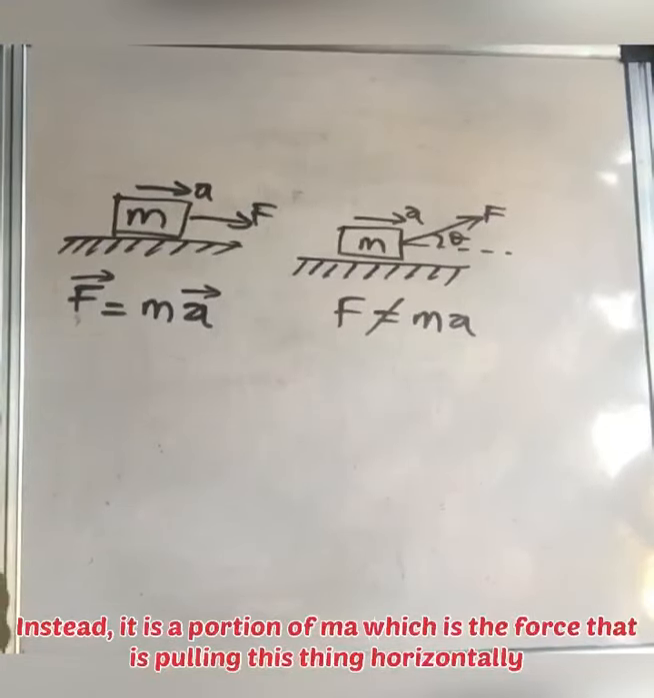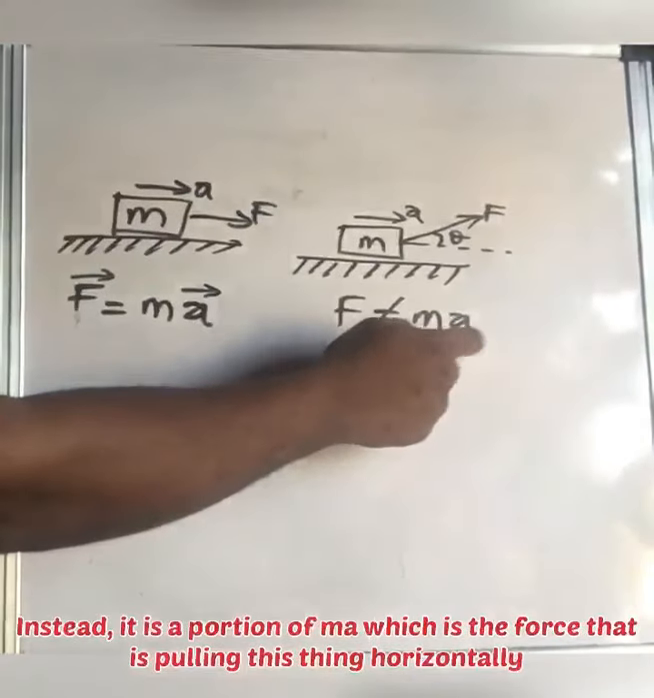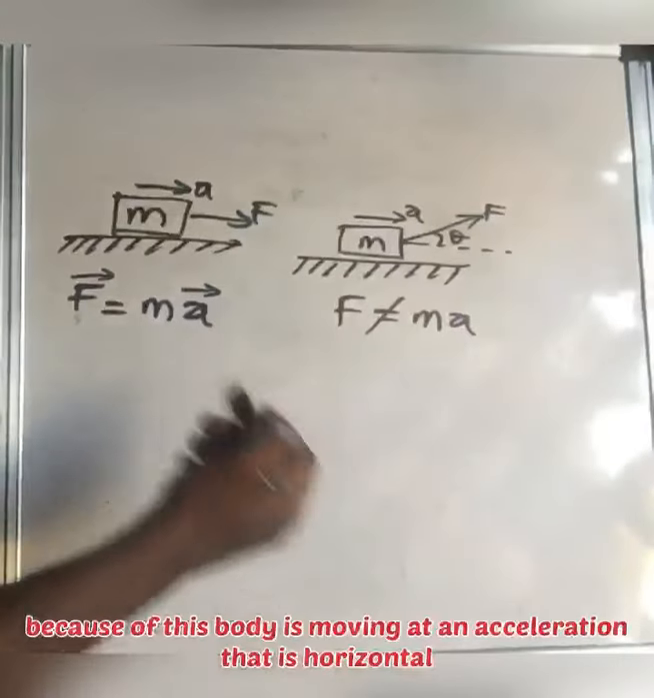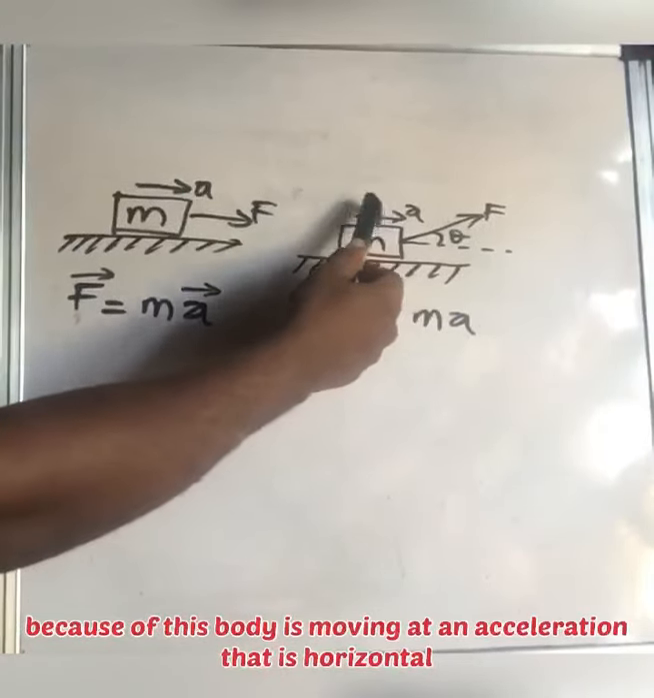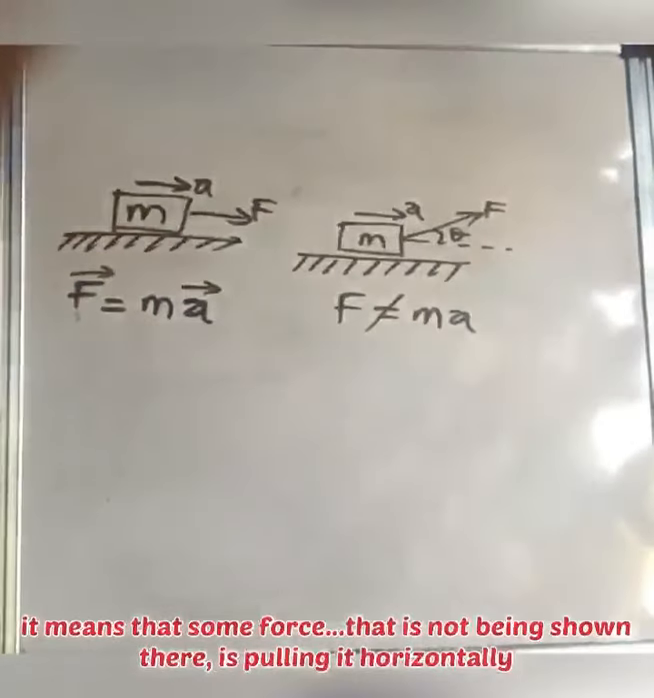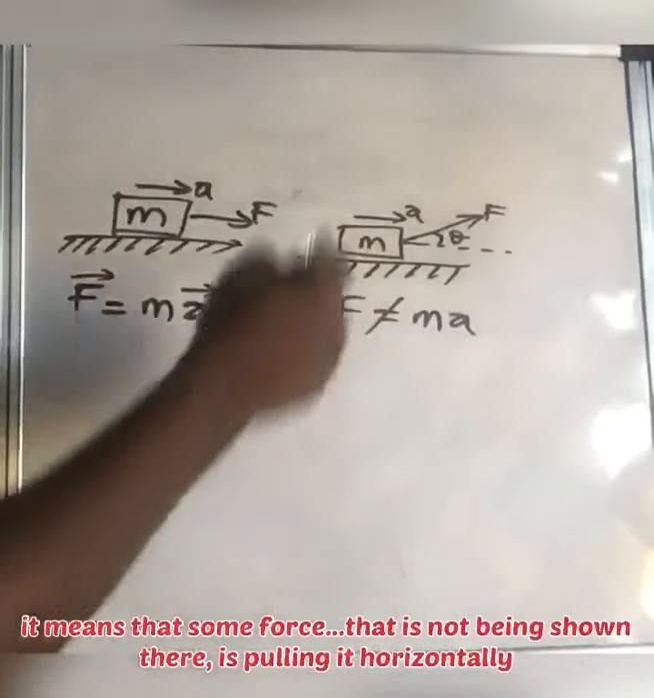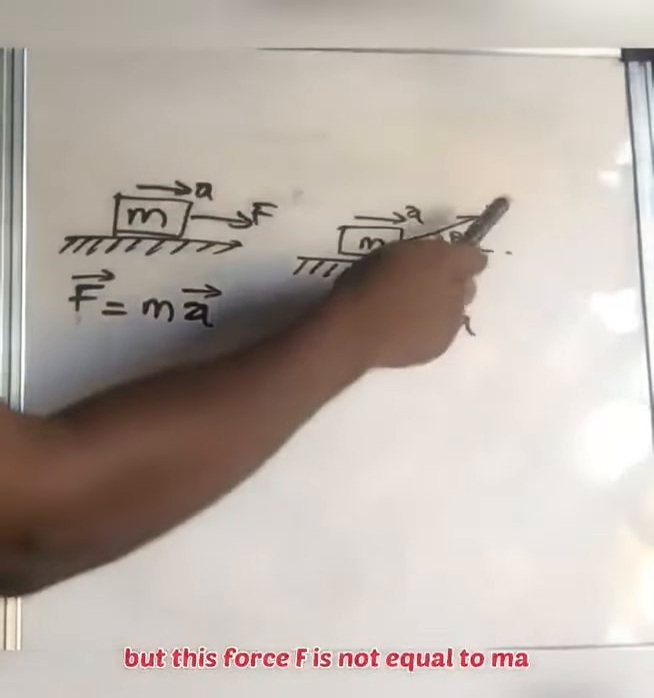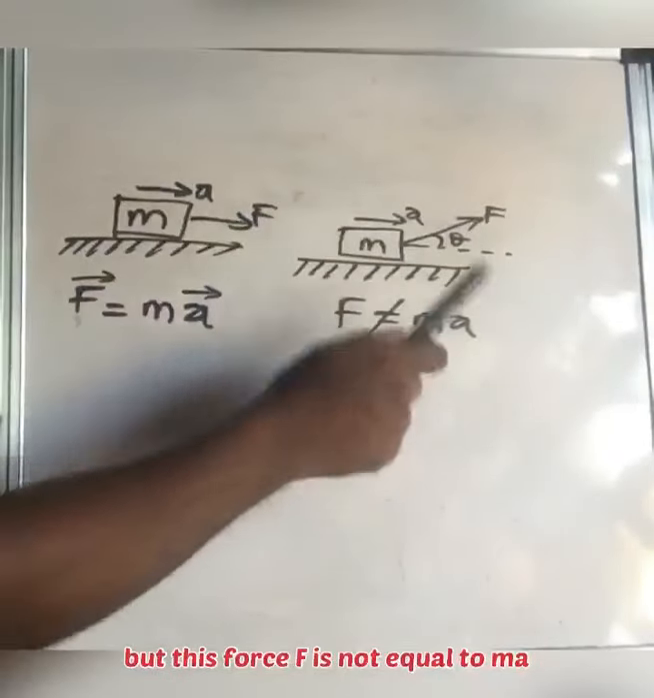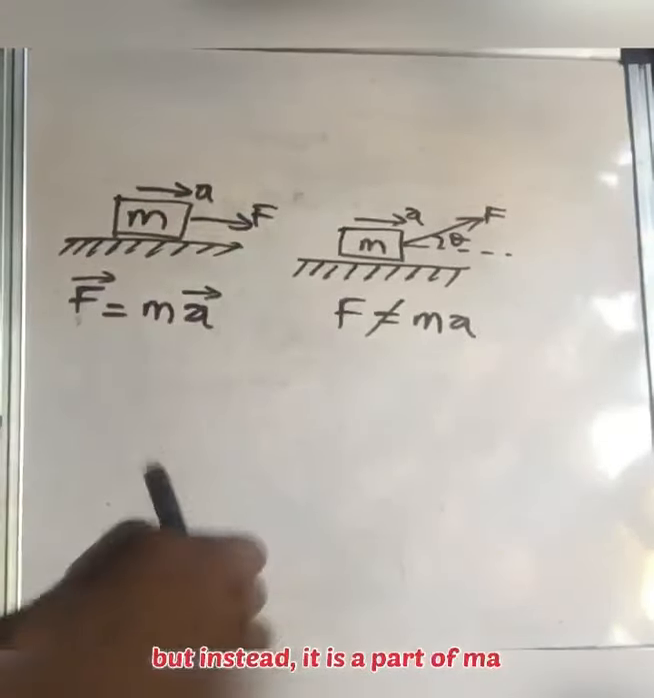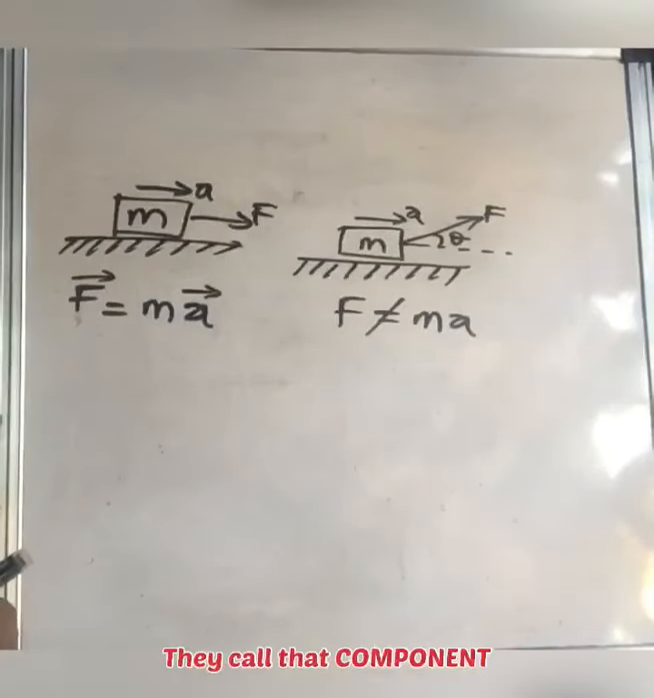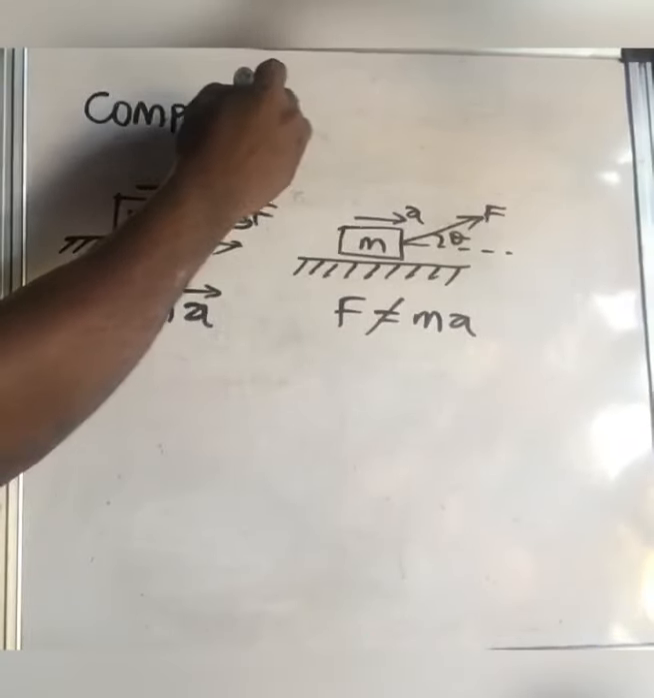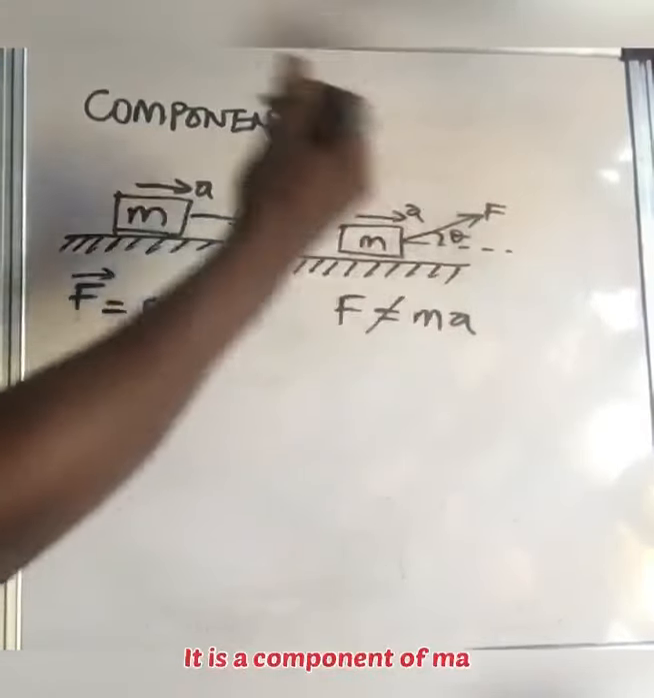Instead, it is a portion of ma, which is the force that is pulling this thing horizontally. Because this body is moving at an acceleration that is horizontal, it means that some force that is not being shown there is pulling it horizontally, and that force is ma. But this force F is not equal to ma, but instead it is a part of ma. We call that a component. It is a component of ma.